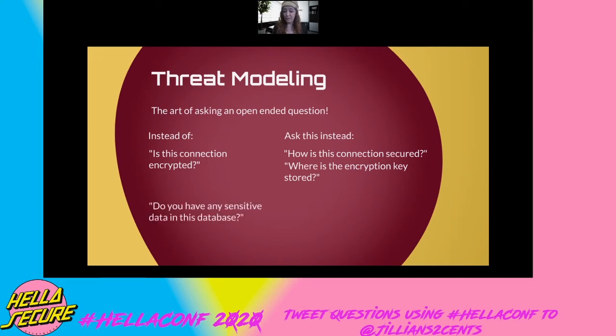Or for another example, instead of, do you have any sensitive information in this database? They're going to say no, right? But you could ask them, what data is stored here? Or can you email me the schema? Which takes a little time to review, but that's just a better approach to threat modeling. And I hope that helps. So, yeah, that's my threat modeling tip.